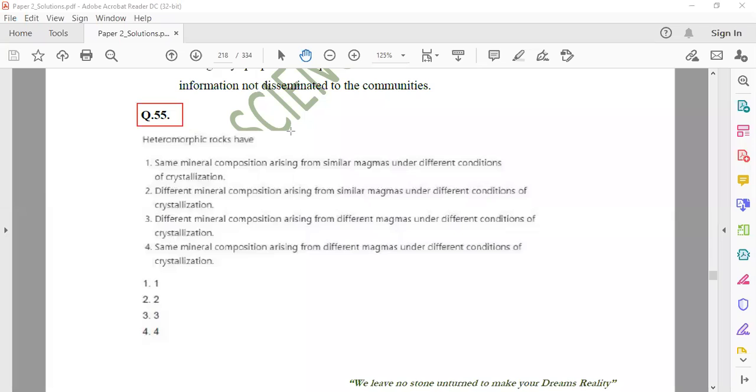See, there are two types of rocks, homomorphic rocks and heteromorphic rocks. Here they have asked about heteromorphic rock. It is basically a definition based question, what do you mean by heteromorphic rock. Hetero means different, morphic means form.